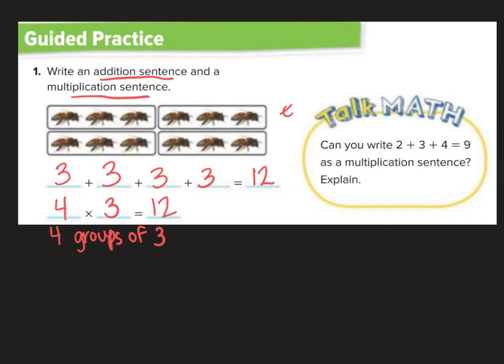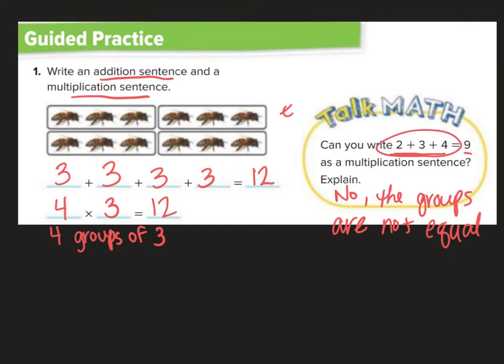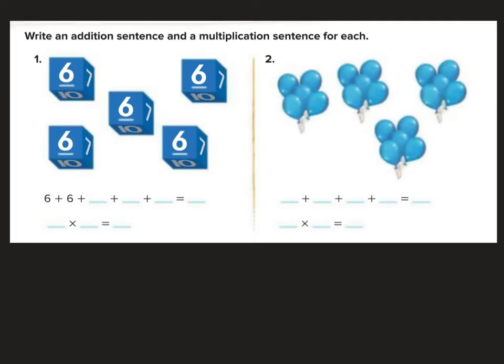Okay, let's look at this talk math over here. Can you write 2 plus 3 plus 4 equals 9 as a multiplication sentence? No, because the groups are not equal. We need to have equal groups. It needs to be repeated addition, where we are repeating the same number over and over when we're adding. This is not repeating.